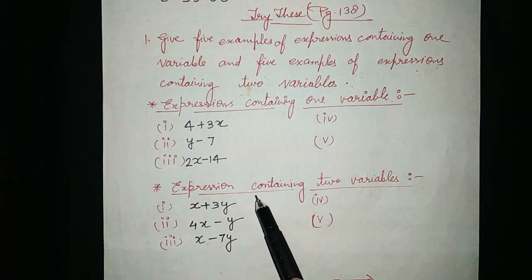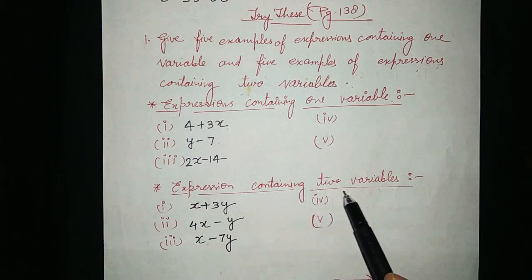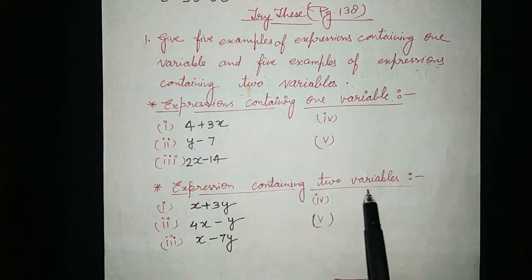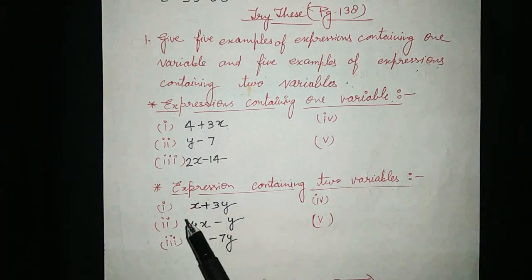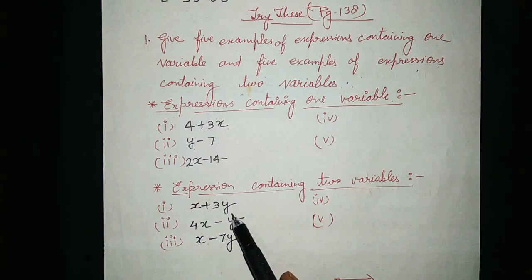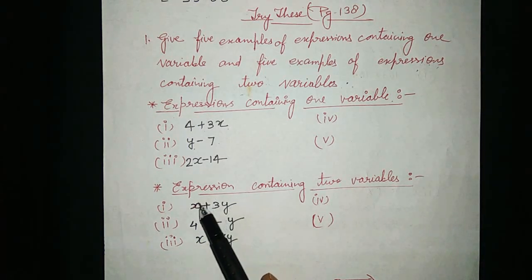Here now you will write expressions containing 2 variables. Here see the first example, x plus 3y. In this expression you can see 2 variables. First variable is x and second variable is y. Like this you can say that it has 2 variables.